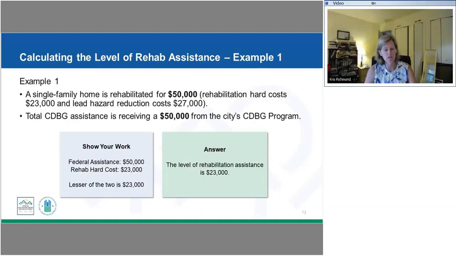All right, so let's do an example here, try to figure out the cost, the level of rehab assistance.